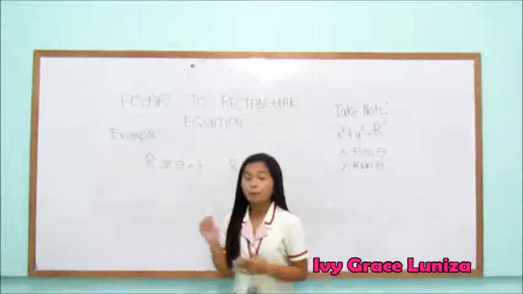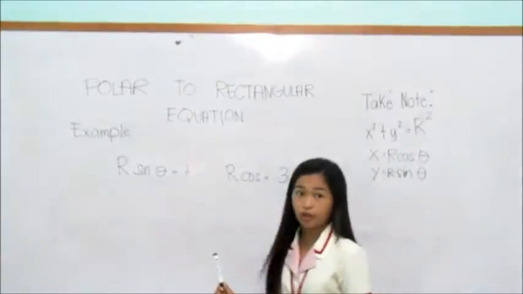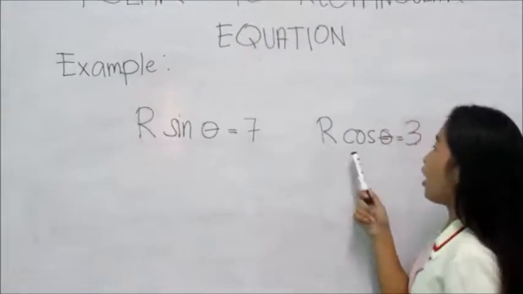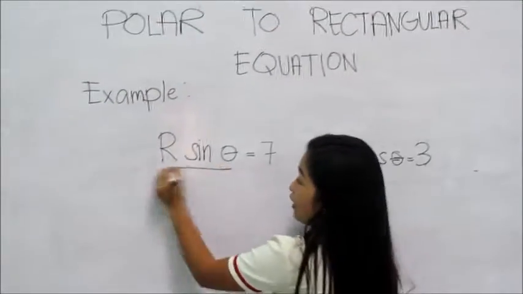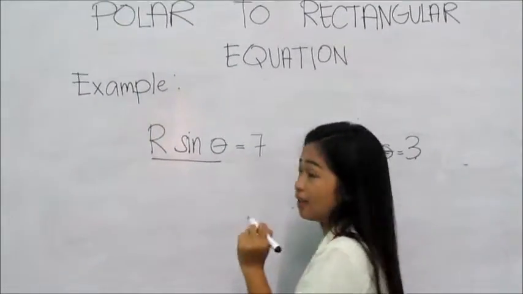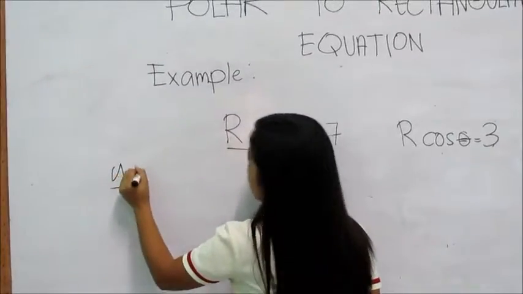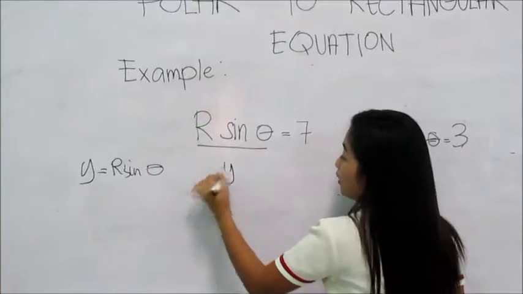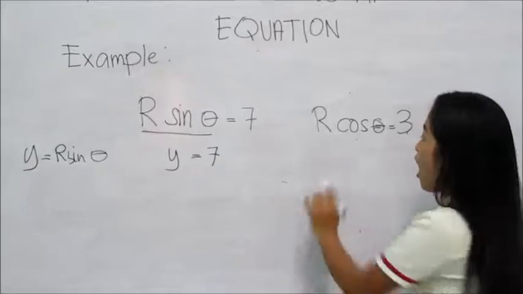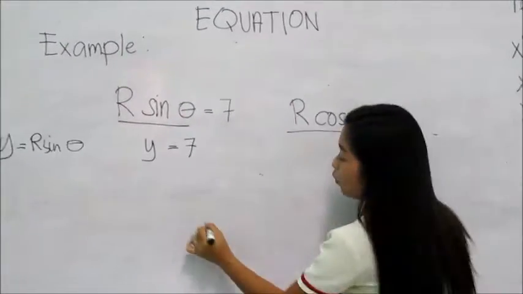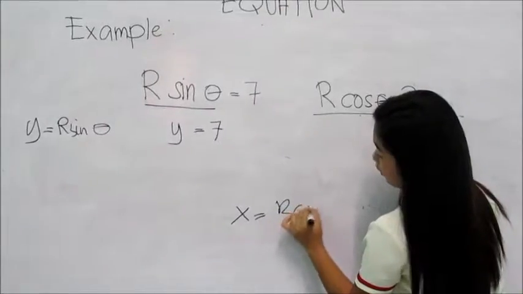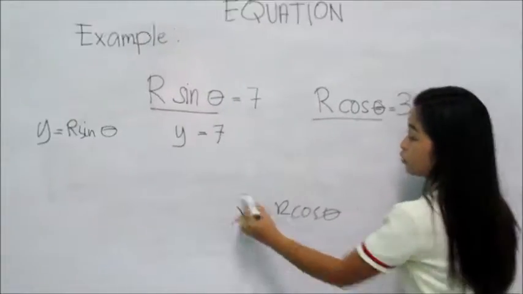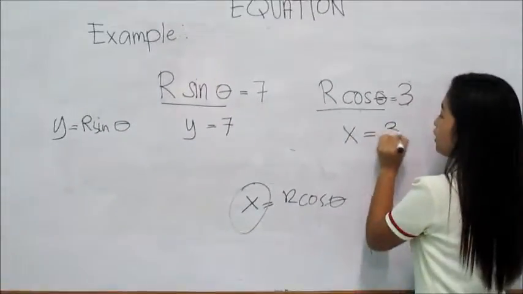Now, we will convert polar equations to rectangular equations. For example, r sine theta is equal to 7 and r cos theta is equal to 3. For r sine theta, we need to substitute y because y is equal to r sine theta. So this is going to be y is equal to 7. r cos theta is equal to x, so we substitute x for r cos theta. So x is equal to 3.